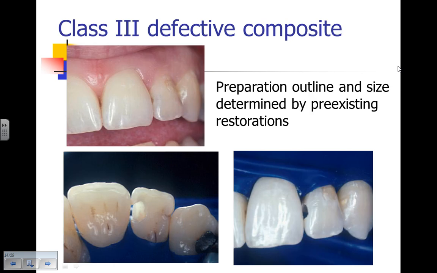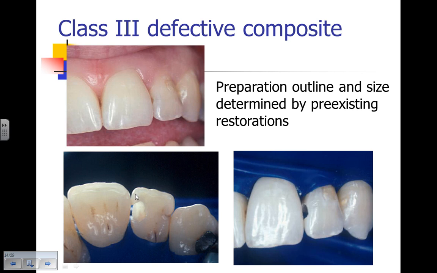Here we see a case with a defective composite restoration, Class III, a mesiolingual on number 10. I can get an explorer on the upper left-hand corner. We look at the facial. I can get an explorer into the gap of this margin. Also, the patient has a complaint that the composite's unesthetic because of its shading.